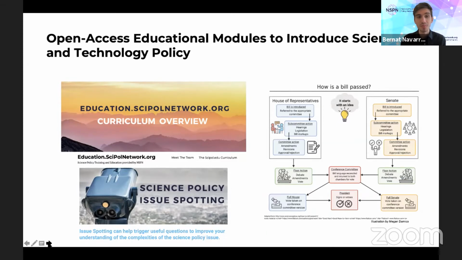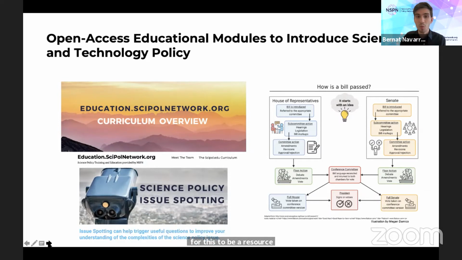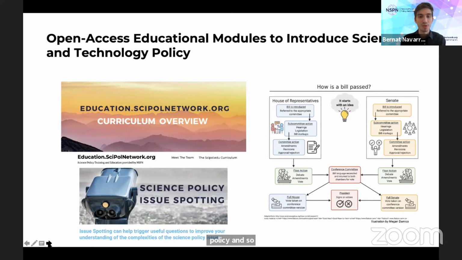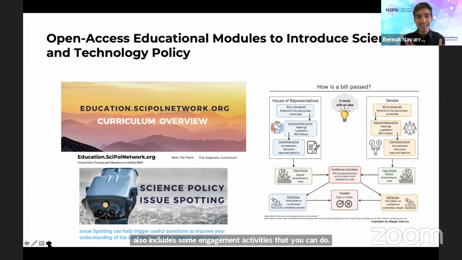And so the curriculum that we developed goes from just the definition of what science policy is, but covers topics like how does government work, how to communicate science to the public as well as policymakers, the economics of science policy. And so as you'll see, there are some infographics to make it easier to learn about these issues. And this curriculum also includes some engagement activities that you can do. So not just you're learning about this content, but you're thinking about the ways that you can integrate all of these in potentially an idea that you may have or an advocacy event that you want to create. And so that is an initial open access modules that we have.